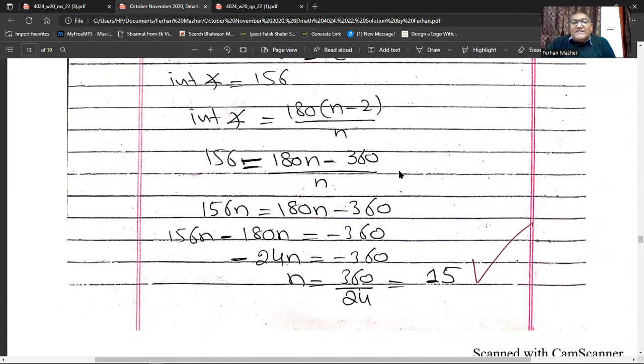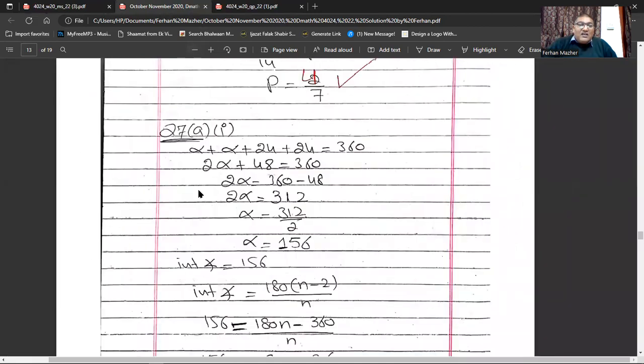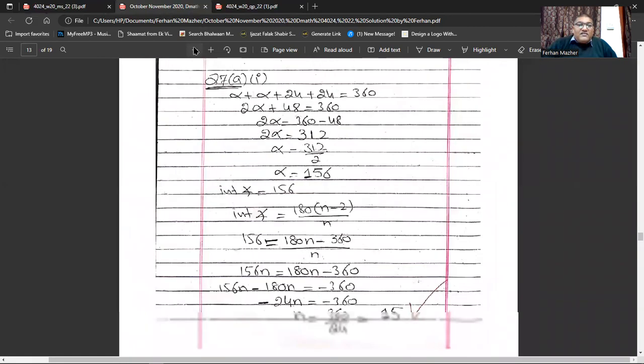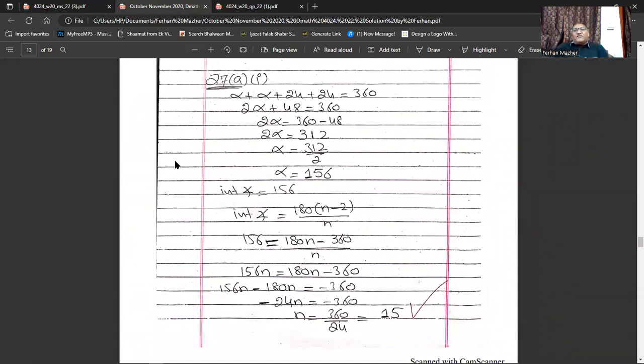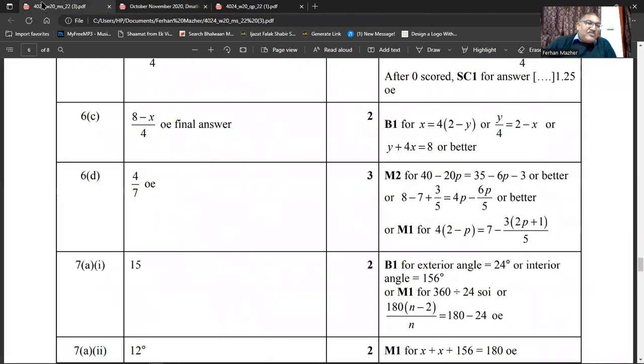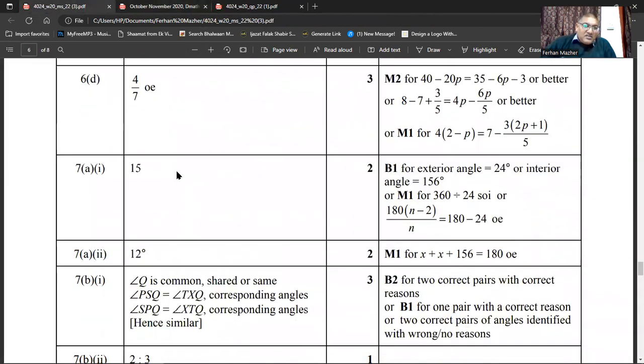So 156 n minus 180 n is equal to minus 360. So minus 24 n is equal to minus 360. Minus minus will be cancelled. So n will be equal to 360 divided by 24, and that will be 15. So the number of sides of this polygon are how much? 15. So there are 15 sides of this polygon. Question number 7, it's A, first part.